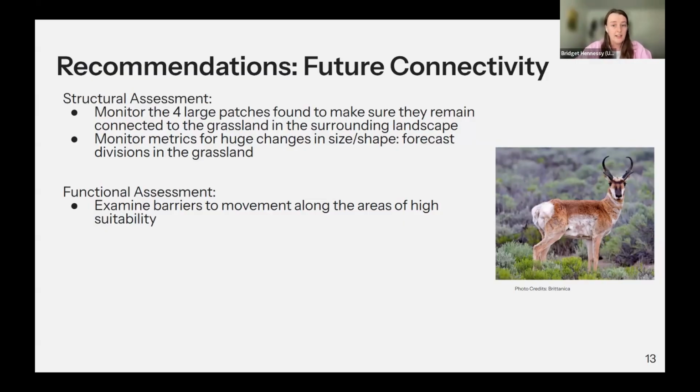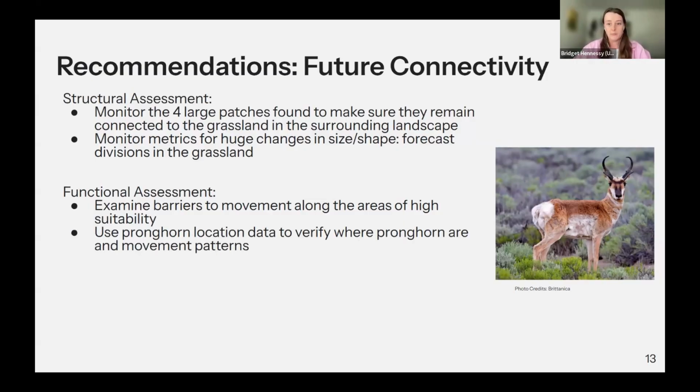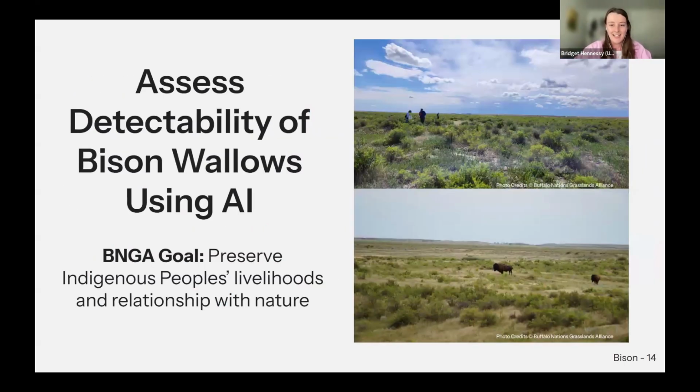And then for our functional assessment, we recommend to examine barriers to movement along the areas of high suitability, and then if possible, procure pronghorn location data to verify where pronghorn are and their movement patterns. And then an overall recommendation would be to use wildlife-friendly fencing when possible to ease their movement in the landscape. And then moving on, another species we focused on is bison, which Gus will talk about.